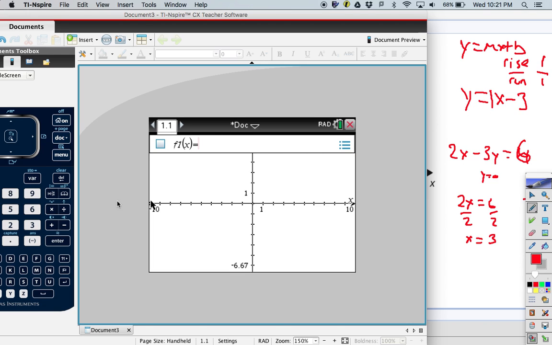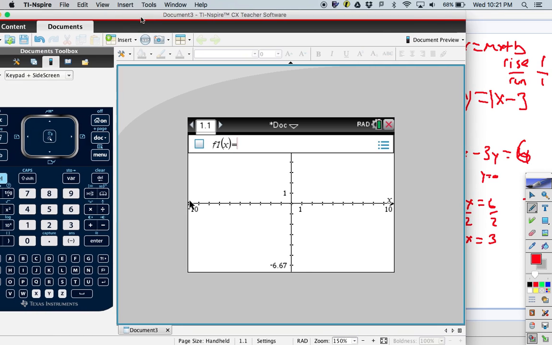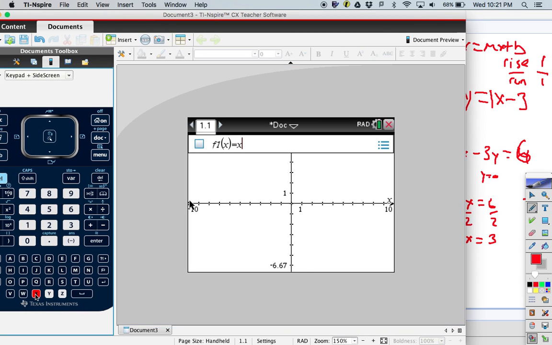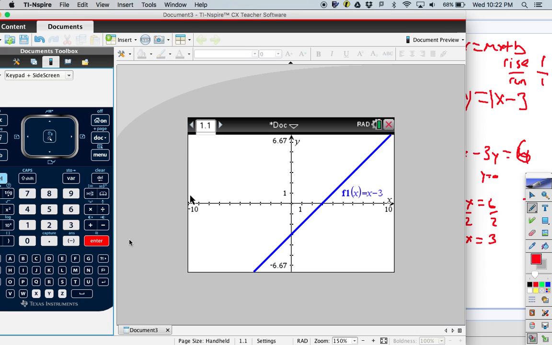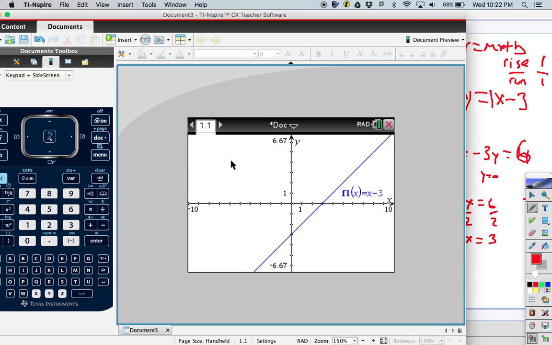So I'm going to say y equals x, which is down here at the bottom, x minus 3. There's y equals x minus 3, and hit enter, and there's the graph for you. If you want to add another graph, you just tap in here anywhere on the screen and it'll bring it back up for you, and I want f2 of x.